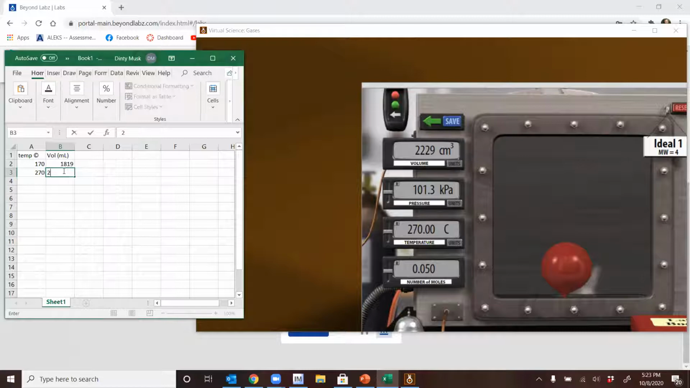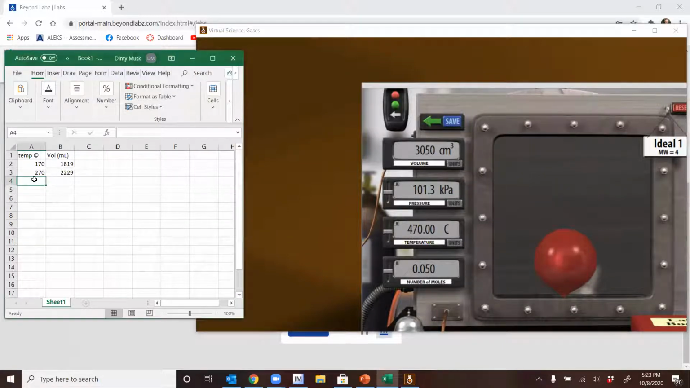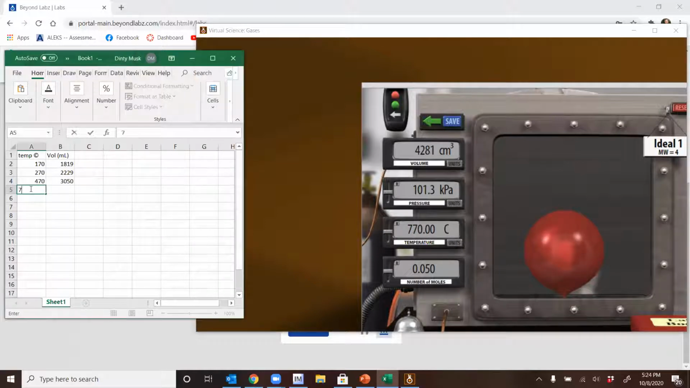And my volume is now 2,229 milliliters. I'm going to increase to 470. Remember, I'm not doing the exact sizes that you guys did. And then I'll increase to 670 just to be silly, or let's do 770, whatever. And my new volume is 4,281 cubic centimeters.